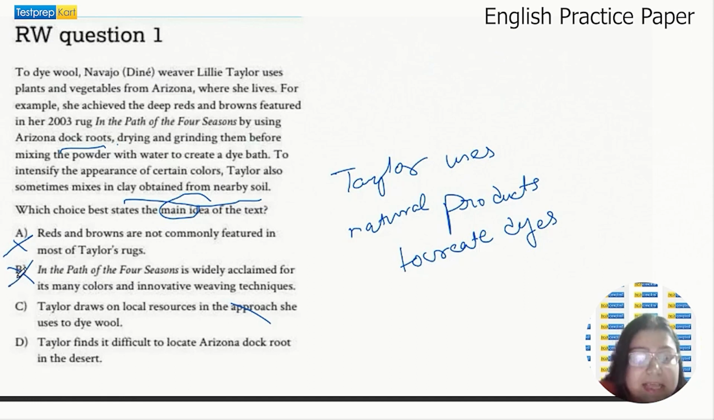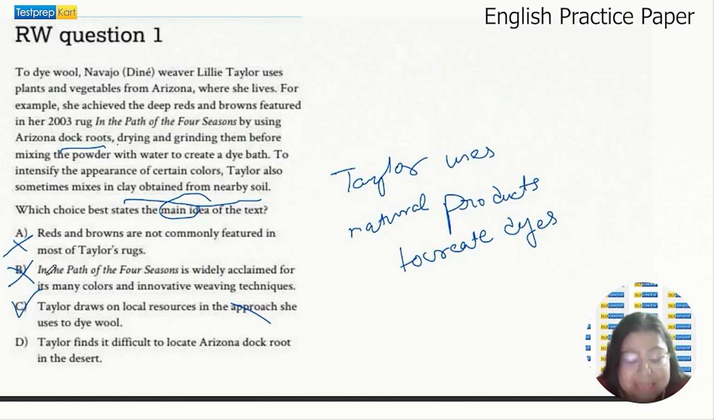Let's look at C. Taylor draws on local resources in the approach she uses to dye wool. Yes. Okay, so this is the best answer because the passage, as I told you, focuses on the idea that the artist or weaver Lily Taylor uses natural resources such as plants and roots and vegetables from where she lives. That is Arizona, to make dyes for clothes. So C seems like the correct option.